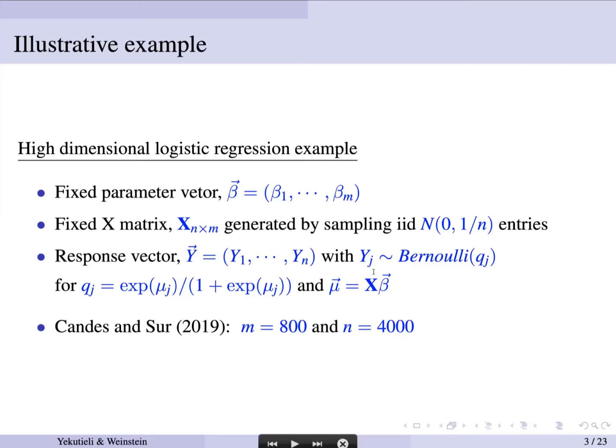Why am I calling it high dimension? Or why isn't this a regular logistic regression? Because this is on a big scale. The beta vector has 800 components, and the response vector has 4,000 components. So it's a big design matrix. It's not huge, but it's big. It has 4,000 rows and 800 columns, and each of the 4,000 responses has something to do with the vector of the betas. So it's not a sequence model, in the sense that all the betas contribute to each of the responses.